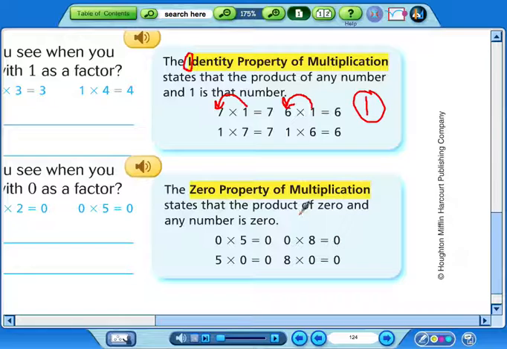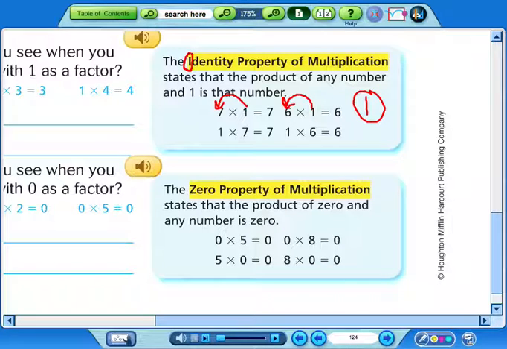This one's my favorite. This is the 0 property. And the 0 property of multiplication just says if you multiply by 0, the product is 0 every time. Here's an example. 0 times 5, guess what it equals? 0. 5 times 0, guess what it equals? 0. 0 times 8, guess what it equals? 0. So look, every time you multiply by 0, it could be 1,000,000 times 0, the product is always going to be 0.